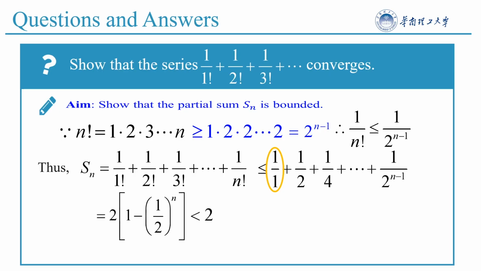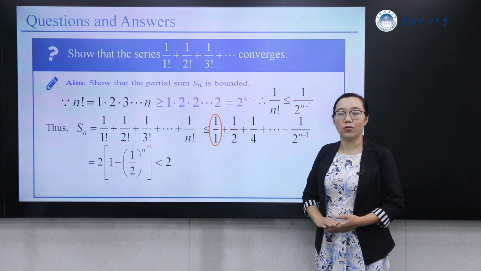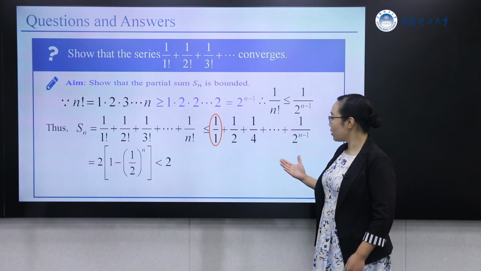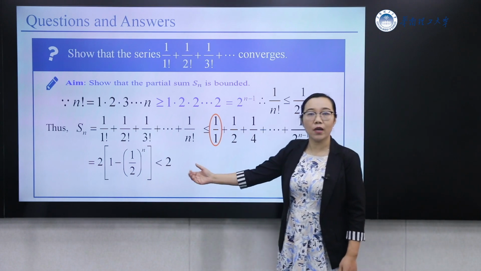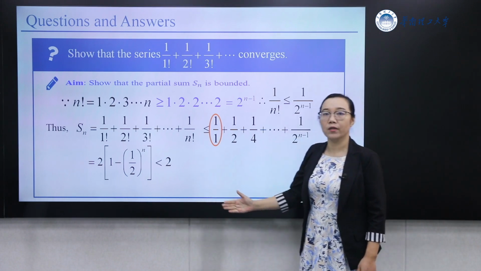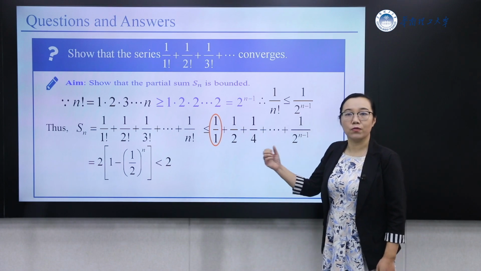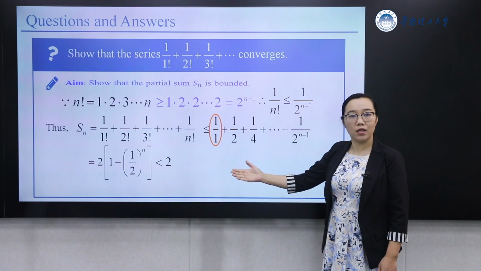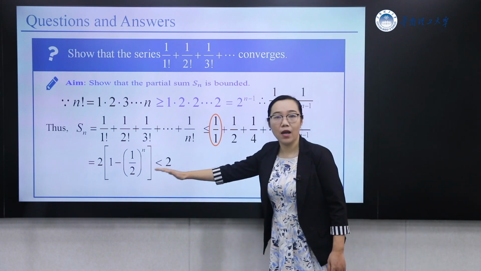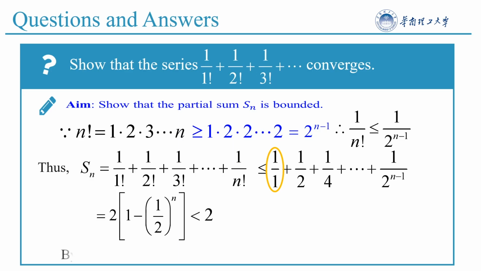This is a geometric series. According to the summation formula, we have 2 times 1 minus half to the power n. Obviously, this expression is less than 2. By the bounded sum test, we know that the given series converges.